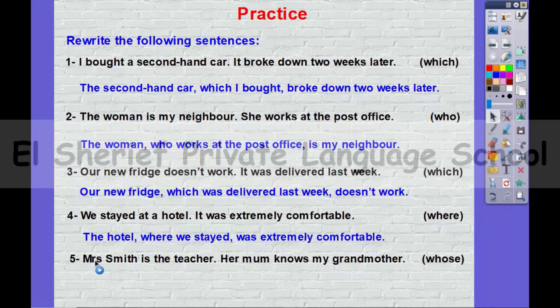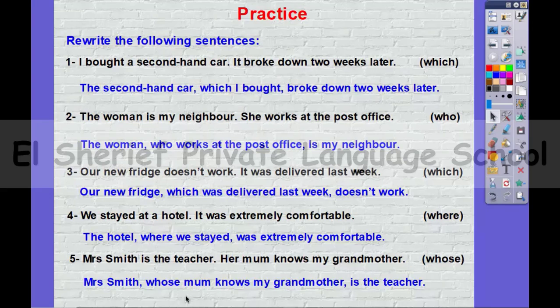Number 5. Mrs. Smith is the teacher. Her mom knows my grandmother. So, Mrs. Smith, whose mom knows my grandmother, is the teacher. So here the part of the sentences that we put between two commas, these are called the non-defining relative clauses. And they give us extra information, a piece of information that is not important, so we can drop it.